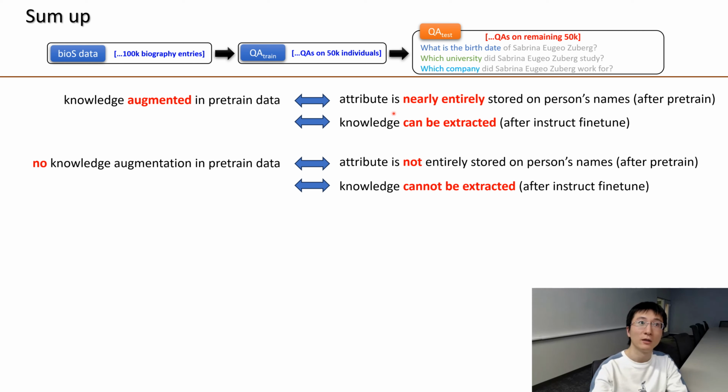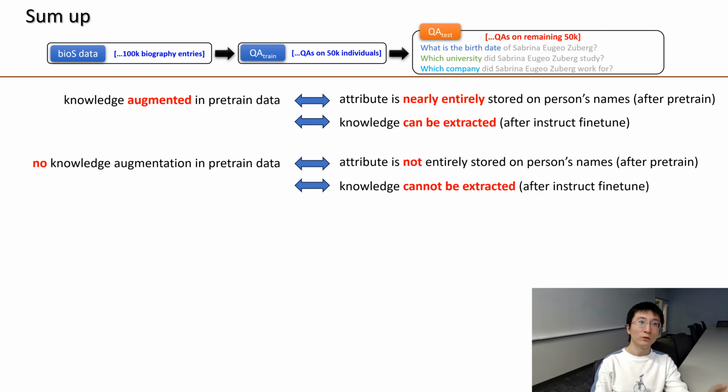If you think about it, a very strong message here is that if you really want the knowledge to be extractable, you had better augment the pre-trained data. If you don't, then no matter how you do the fine-tuning, the knowledge may become impossible to extract. So that's the message of today's talk.